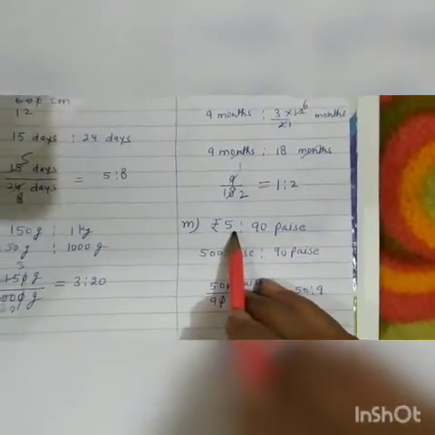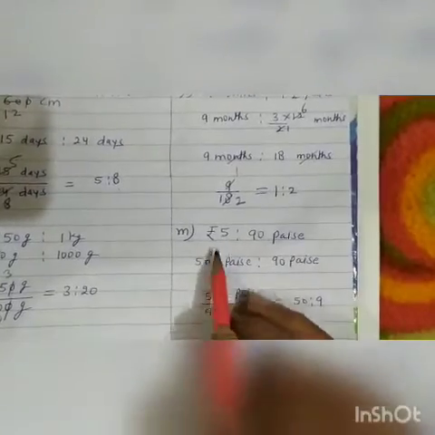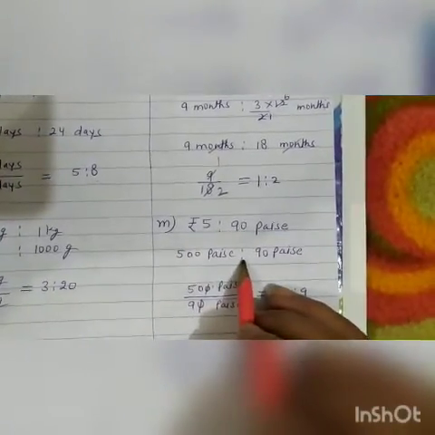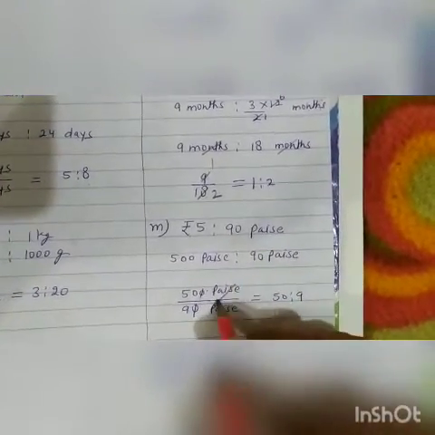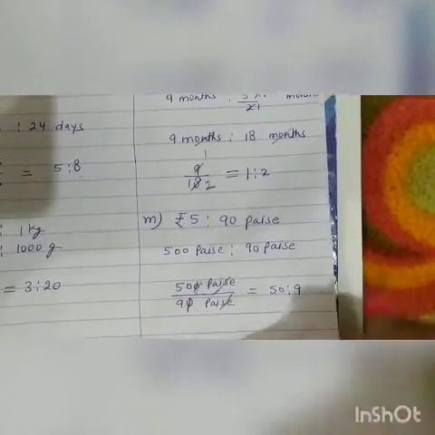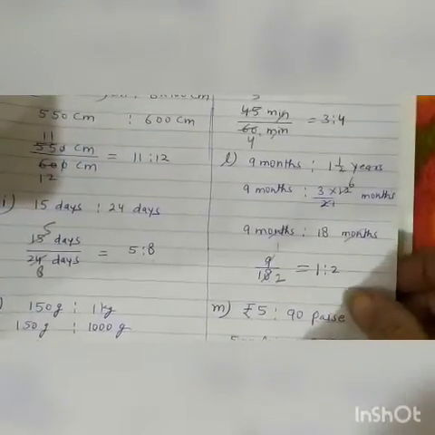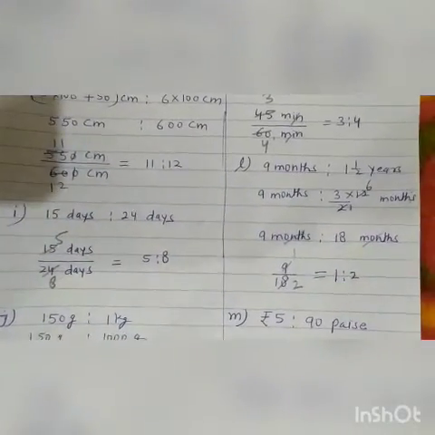M, rupees 5, ratio, 90 paise. 1 rupee equal to 100 paise. So 5 rupee equal to 500 paise, ratio, 90 paise. Paise cancel, 0 0 cancel. So 50 ratio 9. So students, I think there should be no problem in this first question.